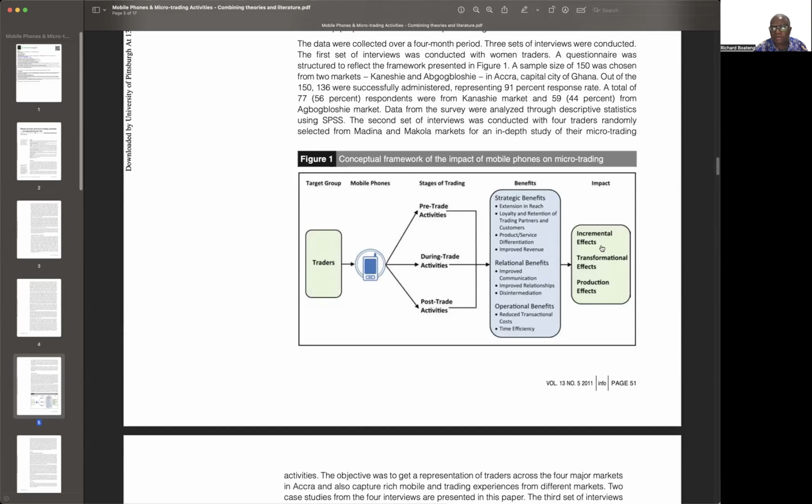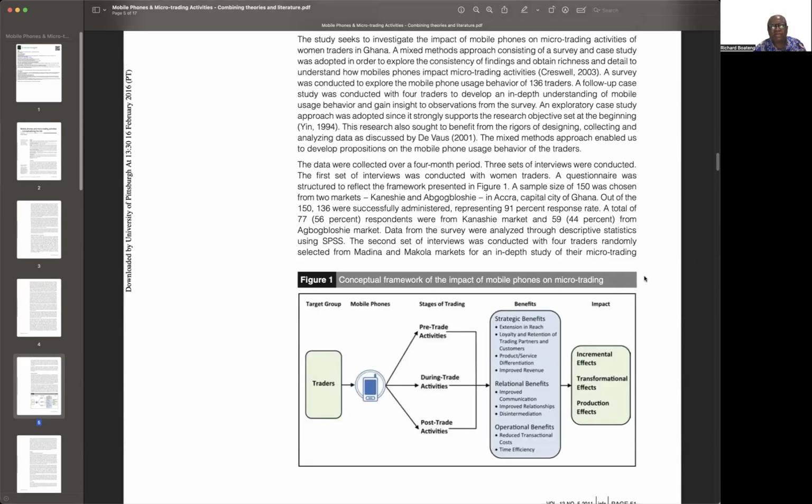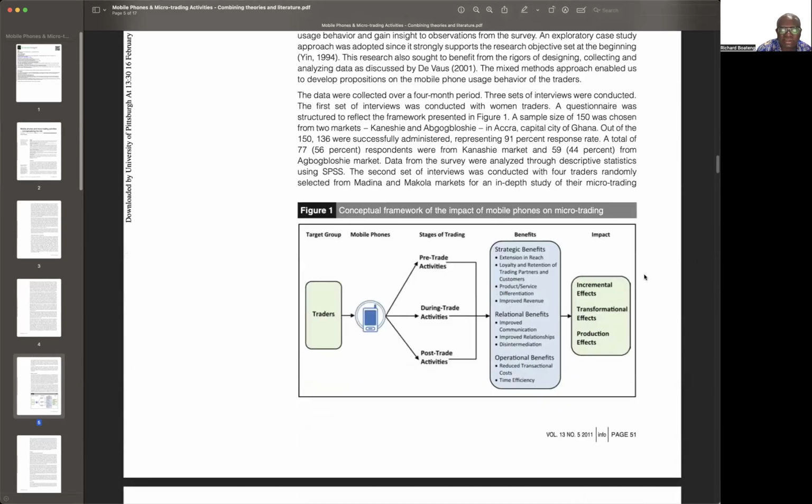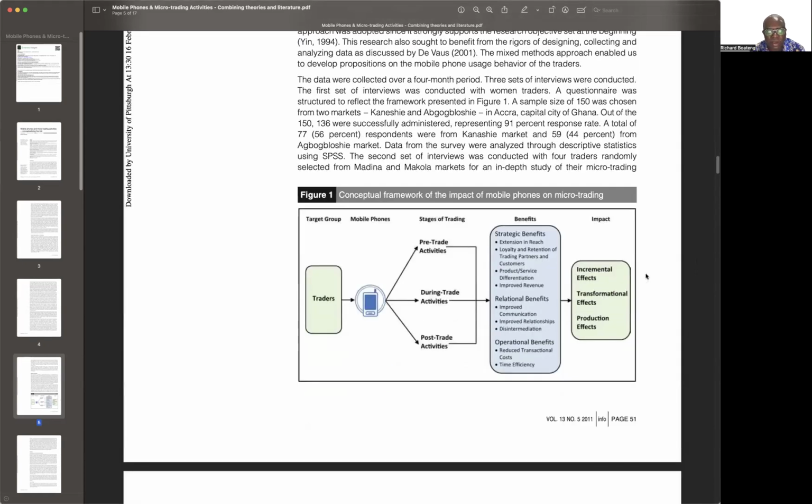Now, sorry about the tiptap that is showing here. It's just showing the link to the paper itself. Now, what it tells you is that if you adopt a mobile phone as a market woman, you can apply it to the pre-trade, during trade, and post-trade activities. You likely get these benefits and then lead to specific impact.